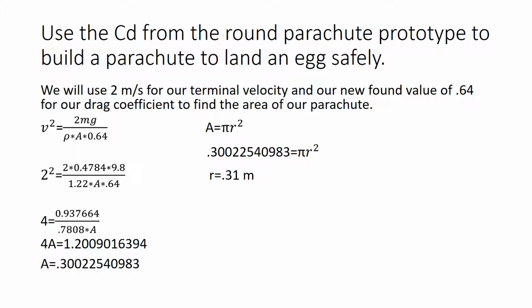So now I know the area of the parachute, then I can find the radius of that parachute. So I put in 0.30022540983 equals pi r squared, and through that I found that the radius of my parachute should be 0.31 meters.